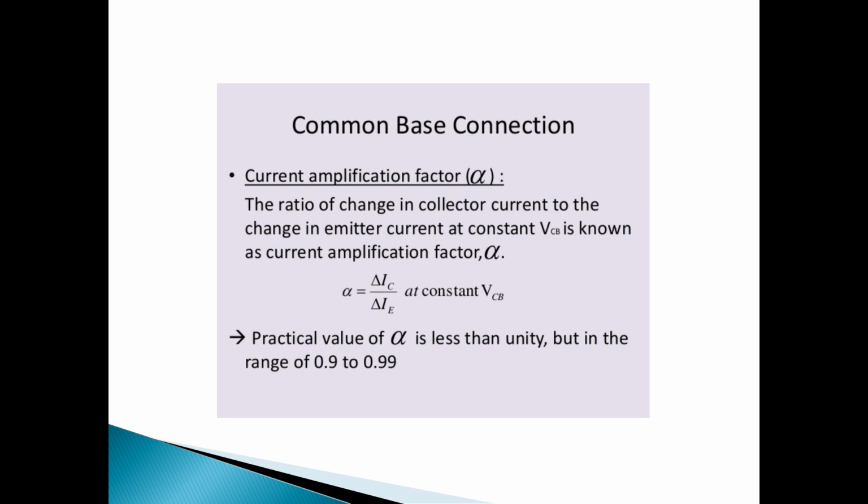Now what is the current amplification factor? It is the ratio of the change in output current to the change in input current. As in this common base, the output current is the collector current and the input current is the emitter current. So the current amplification factor in common base is shown by alpha, which is equal to delta IC, the change in the output current, divided by delta IE, the change in the input current, at constant VCB, that is the collector base voltage. The practical value of alpha is less than unity, but its range is from 0.9 to 0.99.